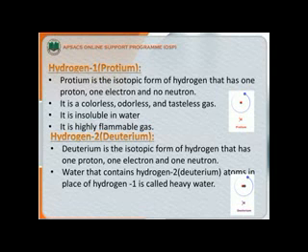Second property: it is colorless, odorless, and tasteless. It is insoluble in water. It is a highly flammable gas.